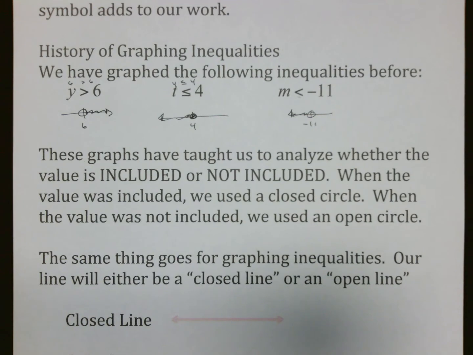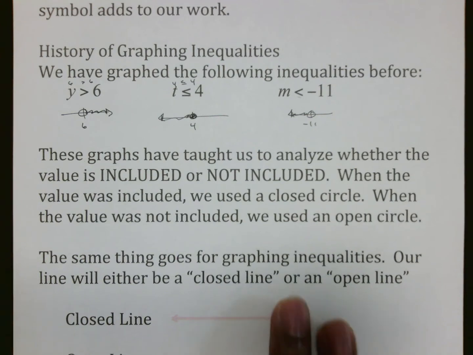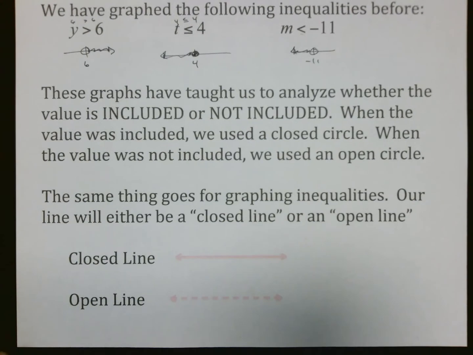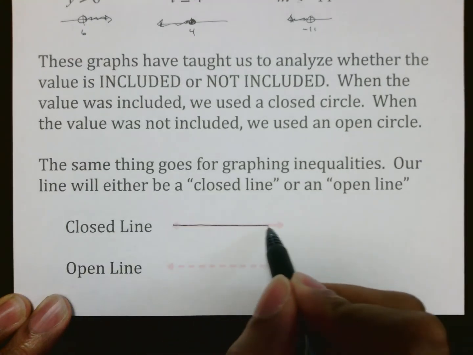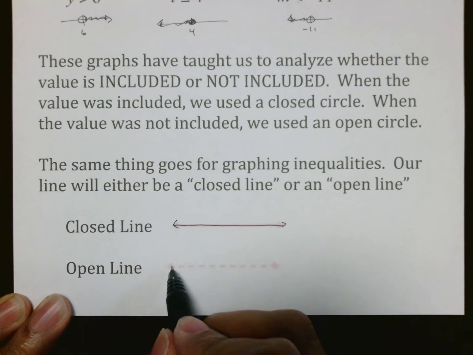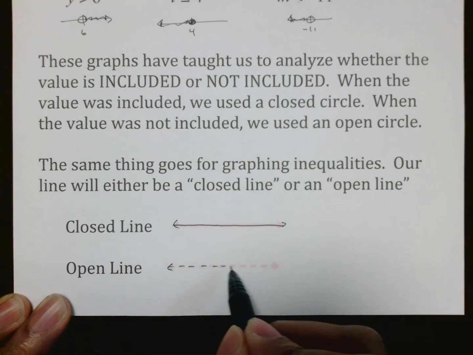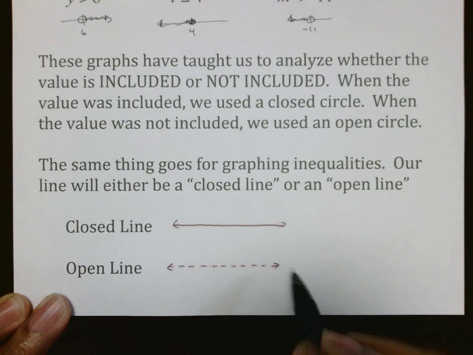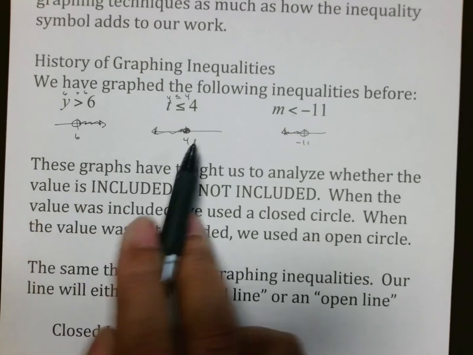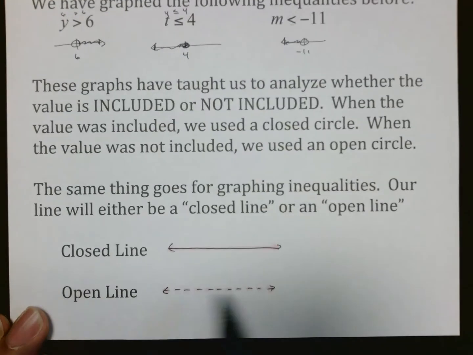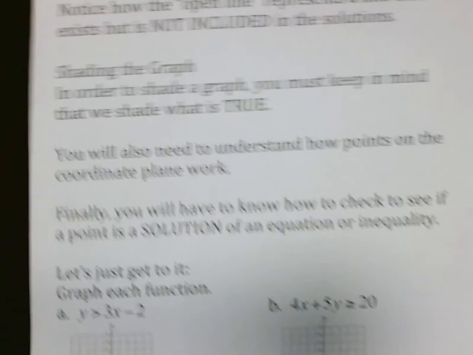When the value was included, we used a closed circle. When the value was not, we used the open circle. The same thing goes for graphing inequalities. It might be hard to see here, but a closed line looks like that, whereas an open line looks like this. So both of those are lines, but what you now have to transfer over from your open circle, closed circle is open line, closed line. And that's really the only thing you have to look out for first in terms of the lines themselves.